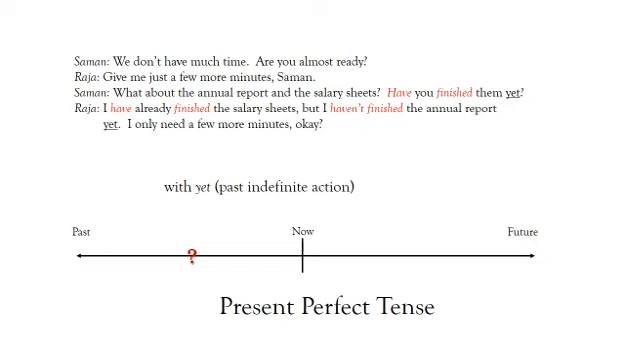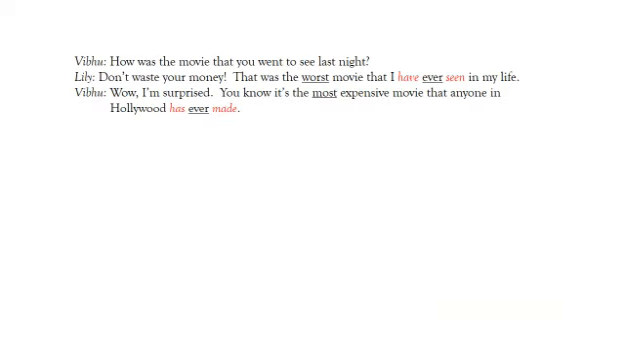Now the conversation is between Vibhu and Lily. Vibhu says, how is the movie that you went to see last night? Lily, don't waste your money. That was the worst movie I have ever seen in my life. Vibhu, wow, I'm surprised. You know, it's the most expensive movie that anyone in Hollywood has ever made.